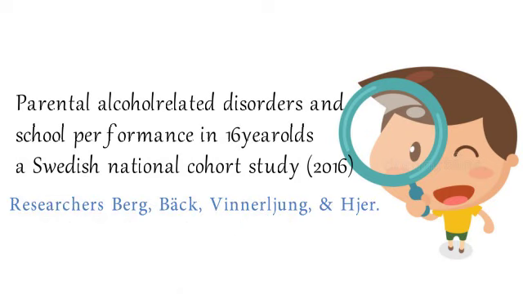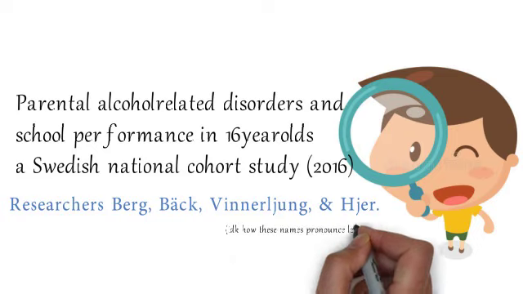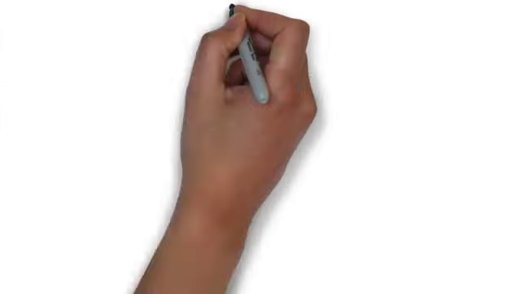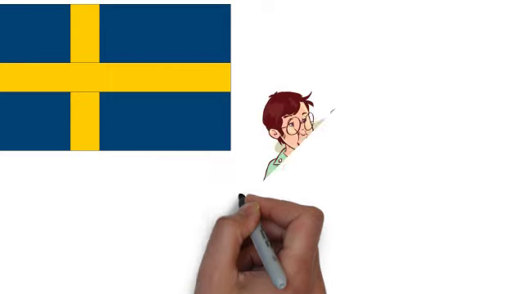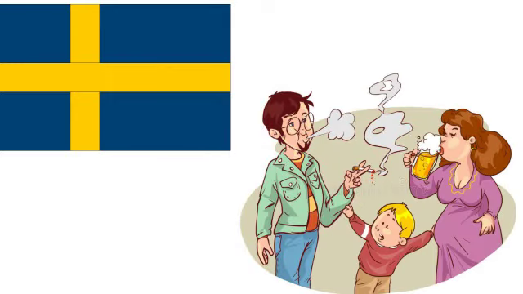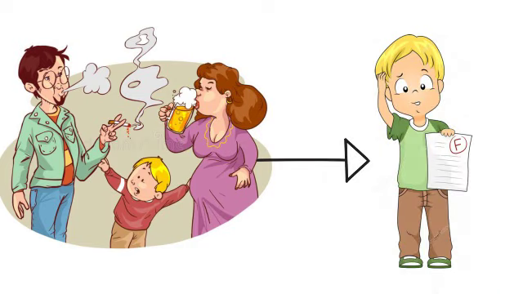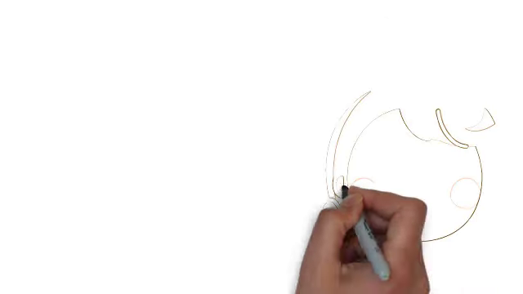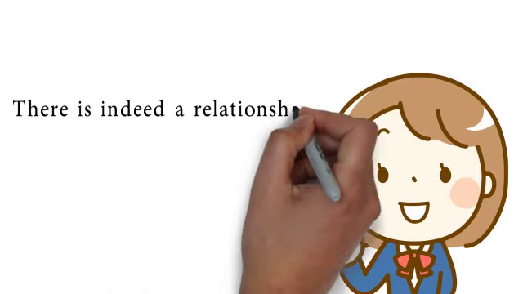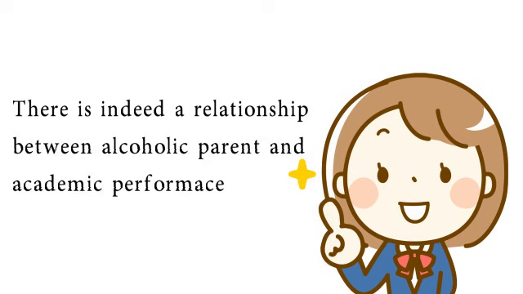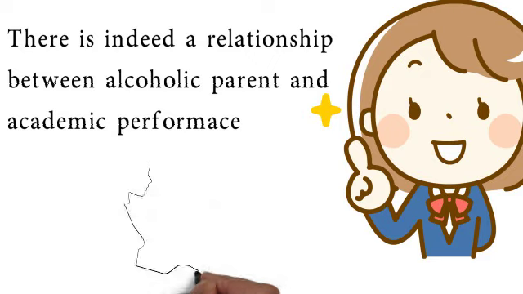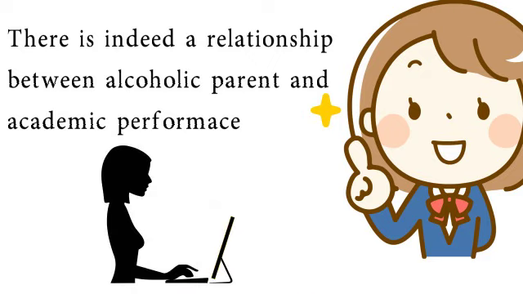And it was published by researchers Berg, Back, Winnerlung, and Here. And in their study, they found out that in Sweden, alcohol related disorders in both mothers and fathers are associated with lower school performance in their children at age 15 to 16 years old. Now, I can say na with my gathered data, I can assume na there is indeed a relationship between alcoholic parent and academic performance. Pero of course, pwede pa rin ako mag-search ng iba pang study na makakapag-back up nito.